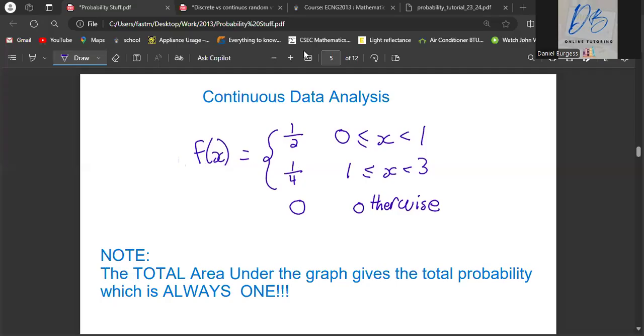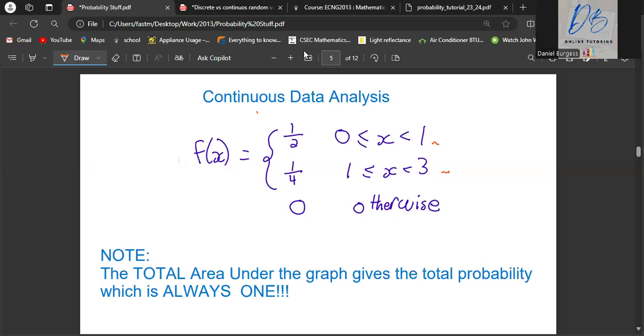Alright guys, so to begin, continue with continuous data. So we did discrete data before. So in this video, we'll be doing continuous data, right? So if you look at this, they call this a piecewise function. Why? Because the function is defined in between different points differently.